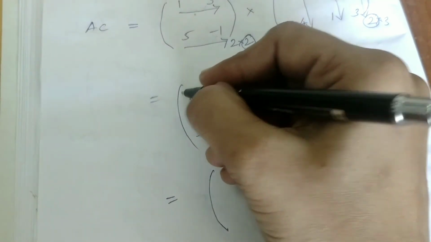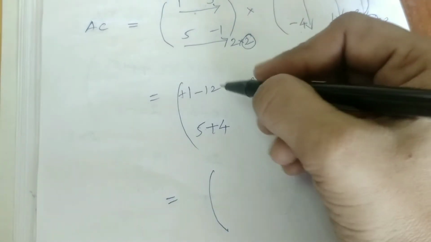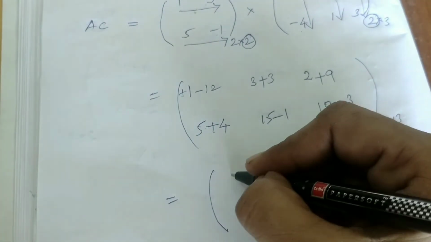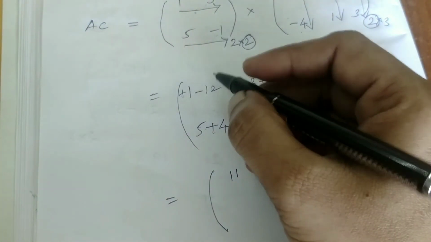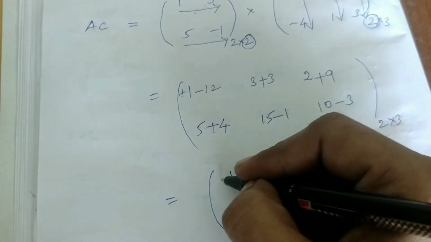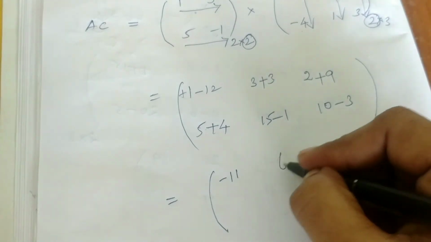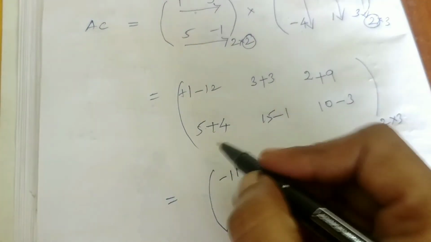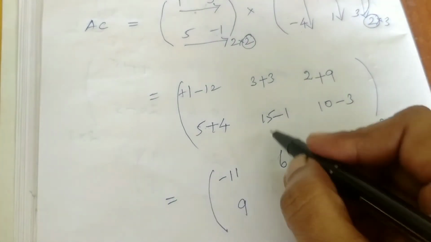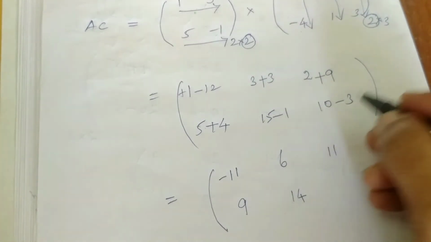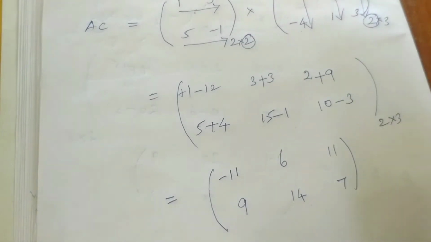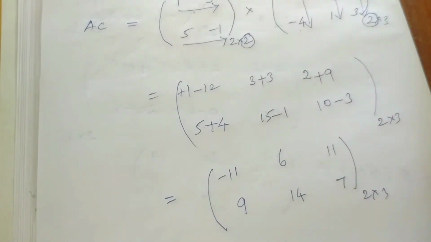So these two are different signs numbers. So you have to subtract 12 minus 1, 11. Put the greater number sign. So 12 is our greater number. So minus 11. 3 plus 3, 6. 9 plus 2, 11. 5 plus 4, 9. 15 minus 1, 14. 10 minus 3, 7. That's all. This is our 2 by 3 matrix.